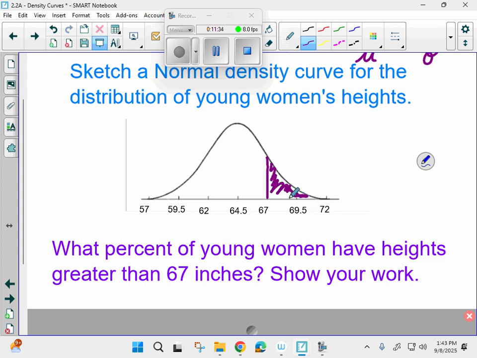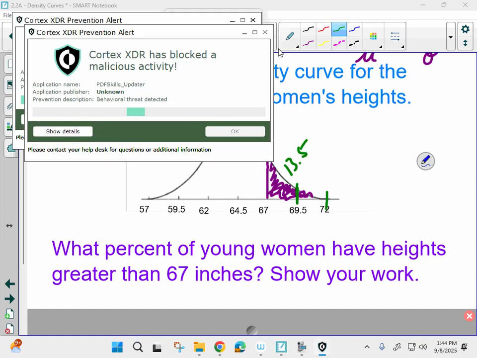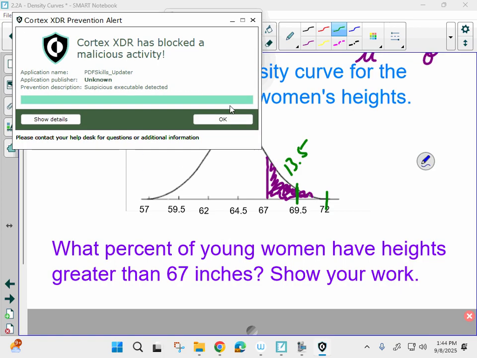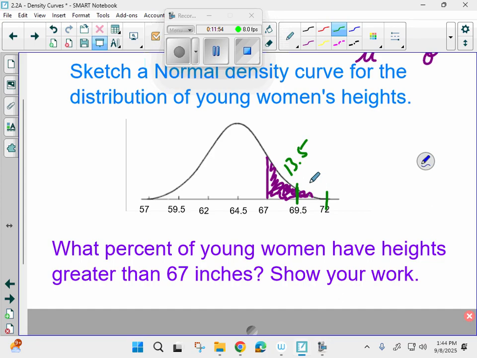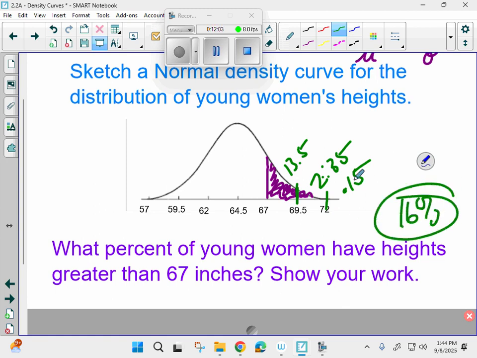Anyone want to tell me how to do this one? How much of the data falls here? Okay. How much falls here? 2.35. And we would add all those up, right? And we'd get about 16%. Okay.